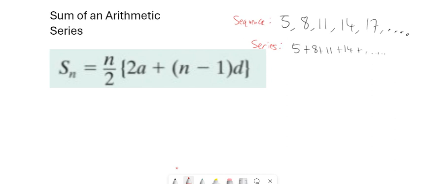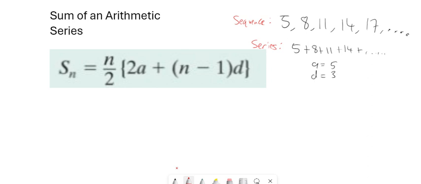So this is the formula then for the sum of an arithmetic series. So if I'm to take that one up there, A is always the first term, so that's going to be 5 in this case. D is always the difference between terms, so going up by 3 each time, D is 3. And then N is whatever I want.